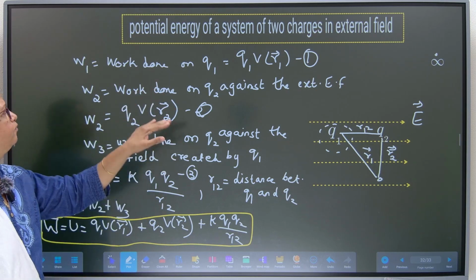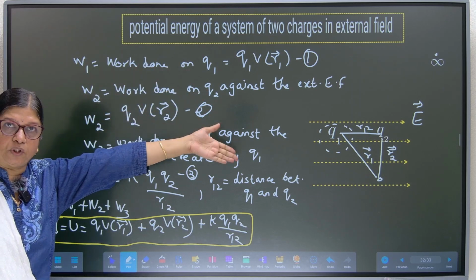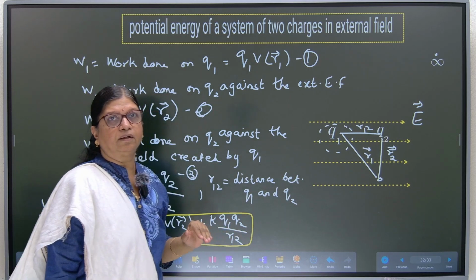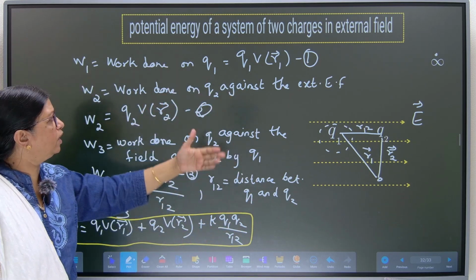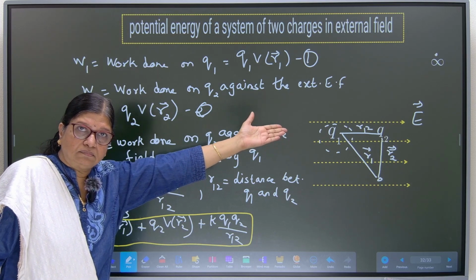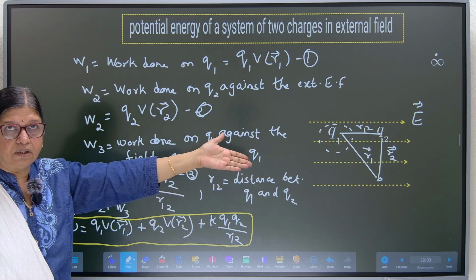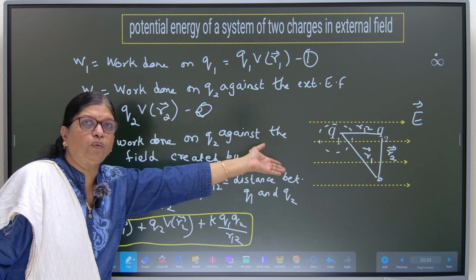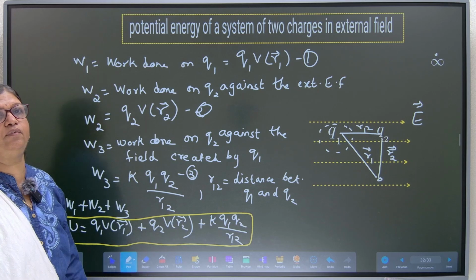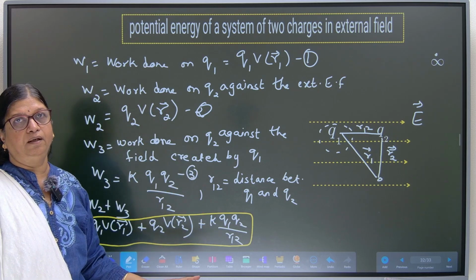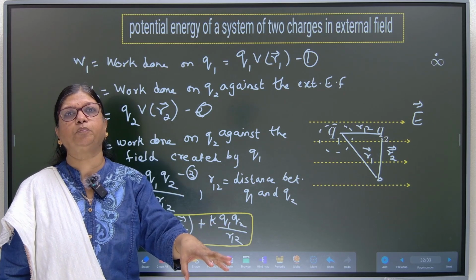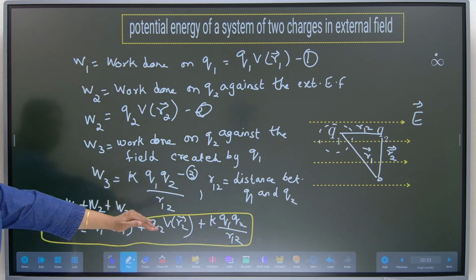While bringing Q1, we have to do work against the potential of the field, which is V(R1). While bringing Q2, we have to do work against the potential of the external field and the field created by Q1 also. So W2 and W3 we have. Then we have added them to find out the total work which is stored in the system in the form of potential energy given by the formula.